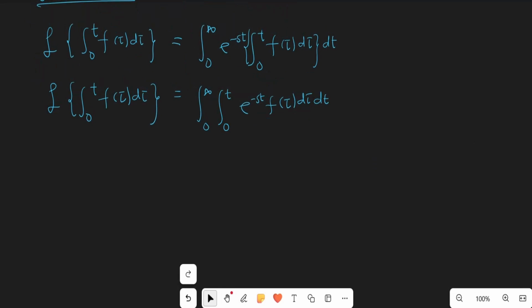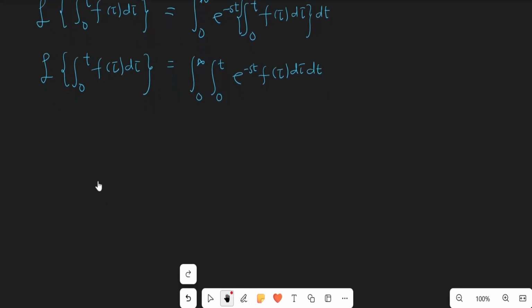But we can't easily integrate with respect to tau because we don't know the functional form. This function f of tau, we do not know what it is. So the ideal thing to do here is to switch the limits and then integrate first with respect to t, because it is very easy to integrate this one with respect to t because this one has no t. So we can easily integrate the exponential function with respect to t and then later on with respect to tau. So if I can switch the limits, then I'm in business, right?